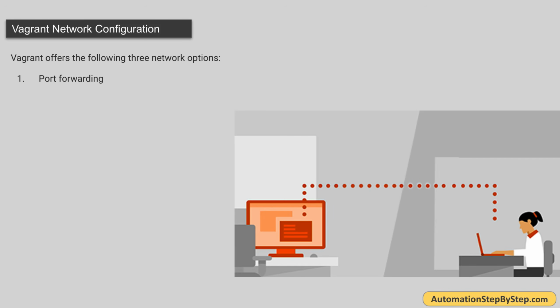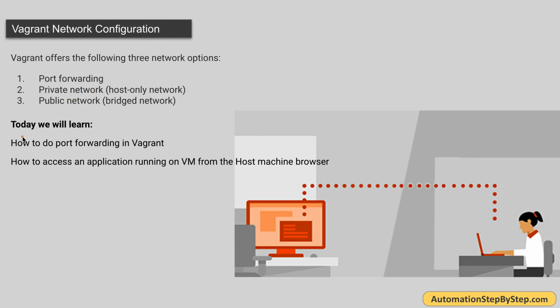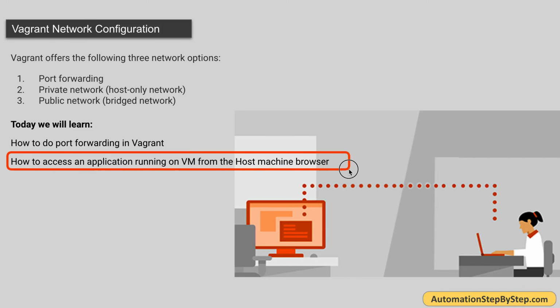Vagrant offers three options for networking. We have port forwarding, and this is what we are going to focus on today in this video. And then we can also set up private network and public network. So in this session, we are going to see how to do port forwarding in Vagrant, what is port forwarding, and then how we can access an application running on the virtual machine from the browser of our host machine or from outside the virtual machine.